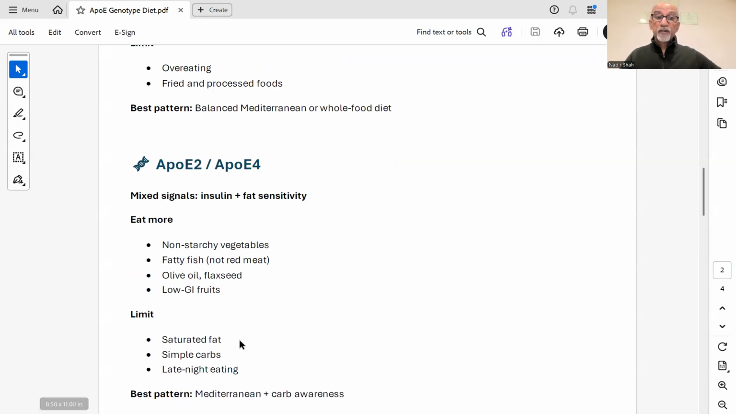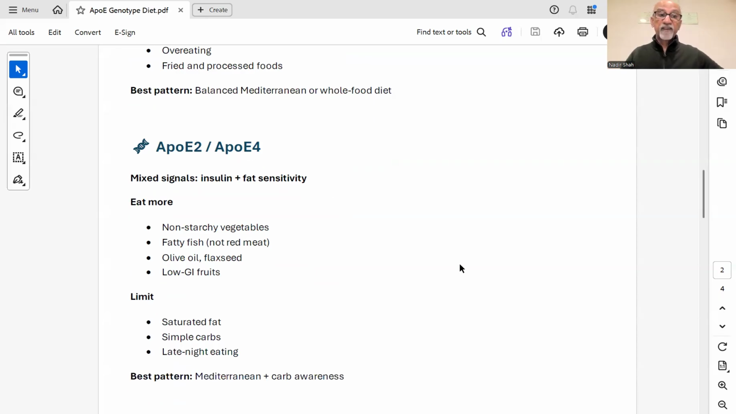Limit saturated fat here, because these 4 folks are not good handlers of fats, particularly saturated fats. They are good handlers of monounsaturated fat and polyunsaturated fat. So we call it MUFA and PUFA, right? They are good handlers of that, so that's not a problem. That's why olive oil is written here, because olive oil has mono and poly. It doesn't have any saturated fat.